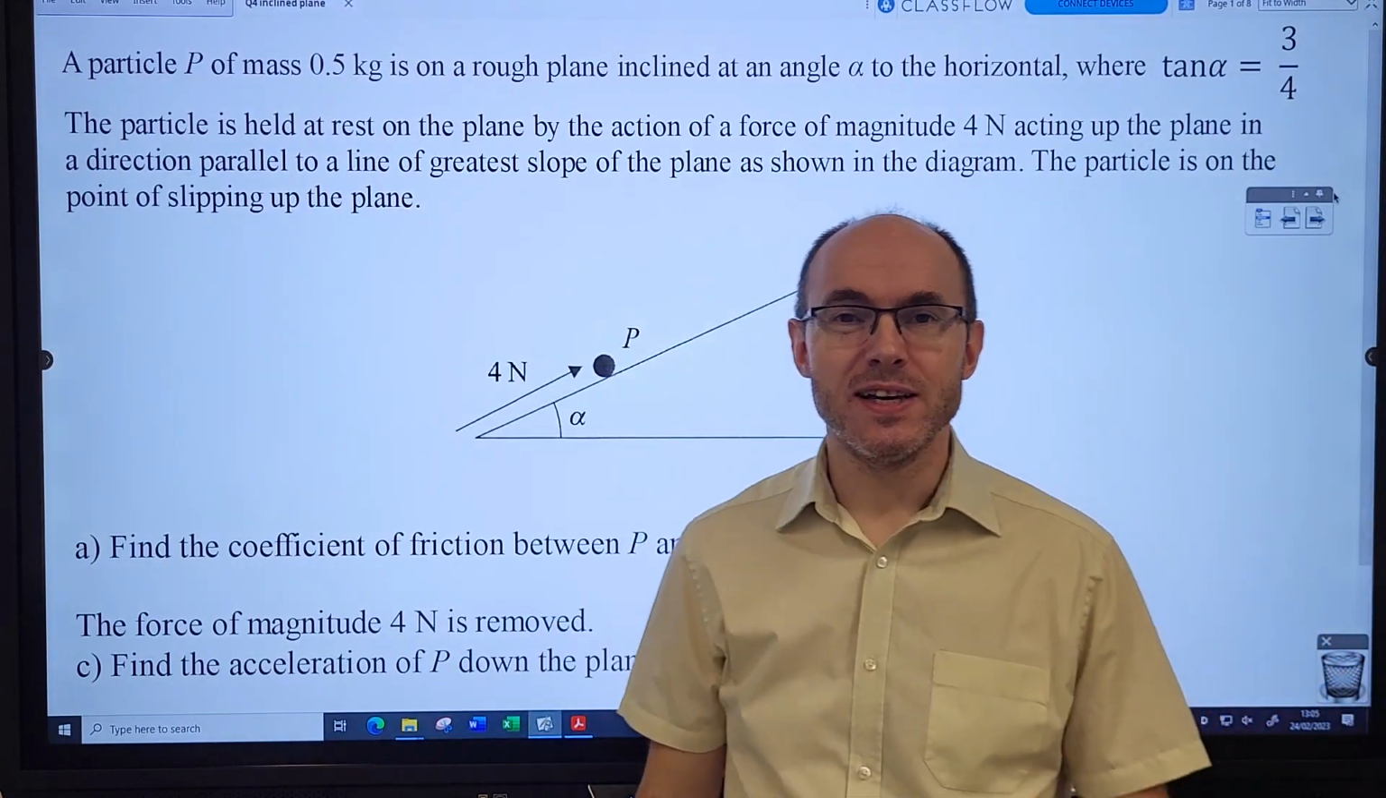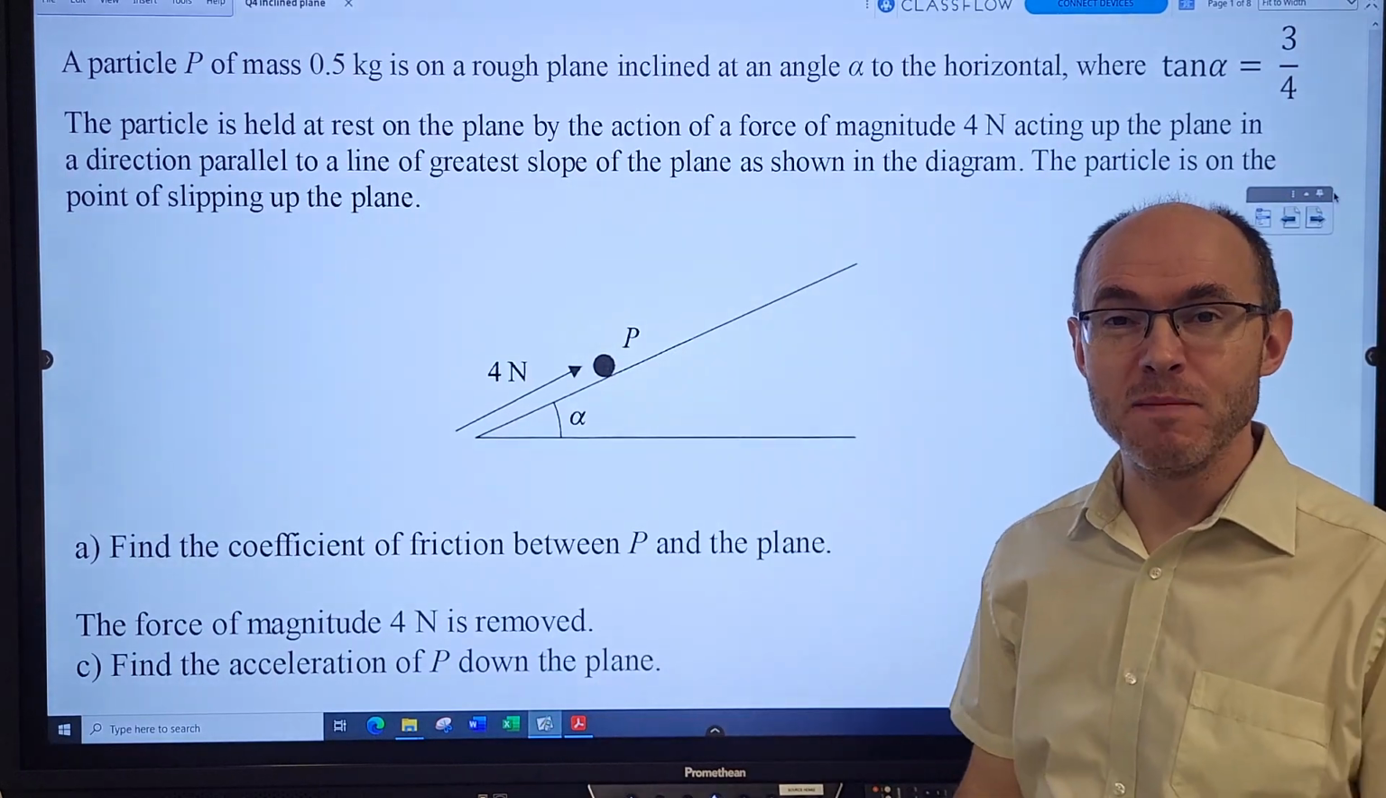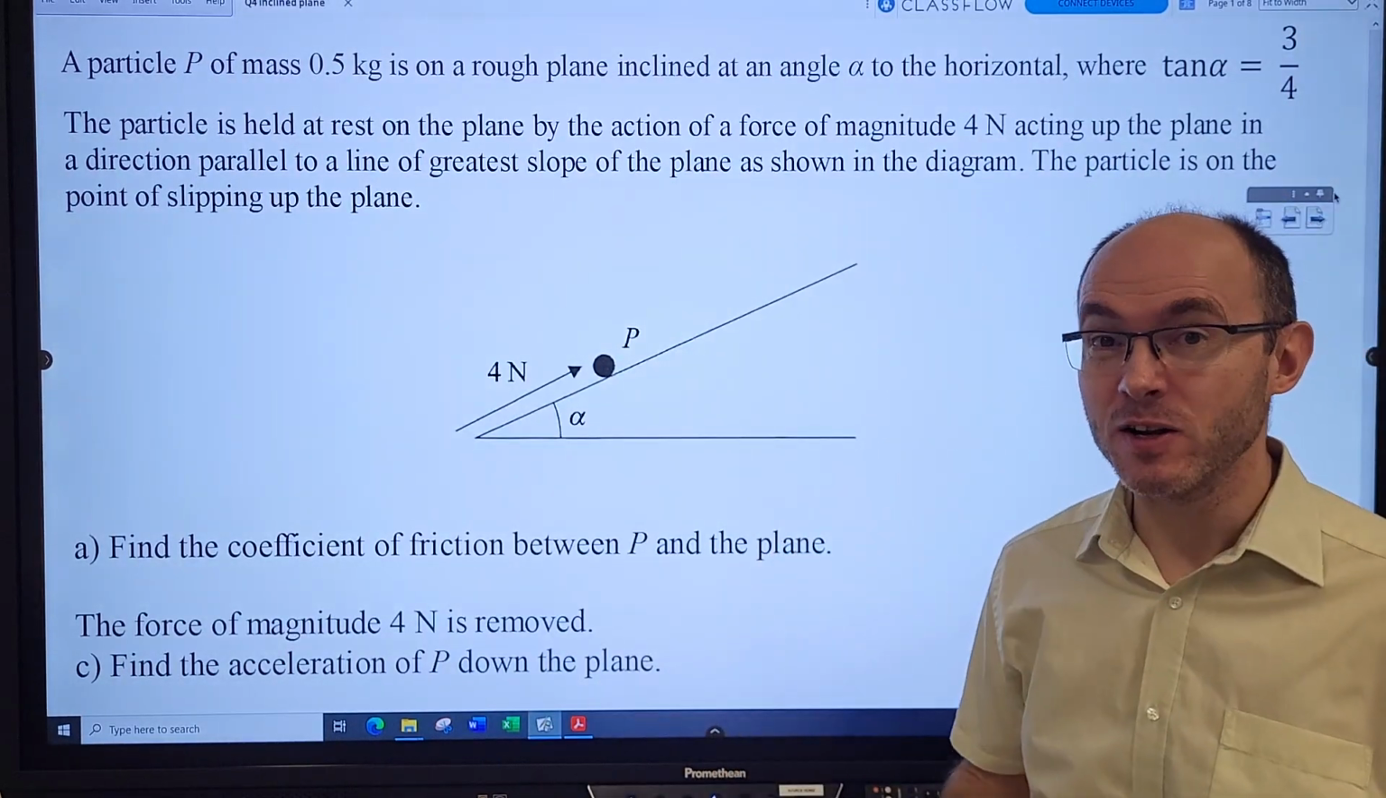Hey, how you doing? It's time to look at a particle on an inclined plane. Here it is, particle on an inclined plane. Okay, let's have a look. Okay, and I'll just talk to you a little bit about it.